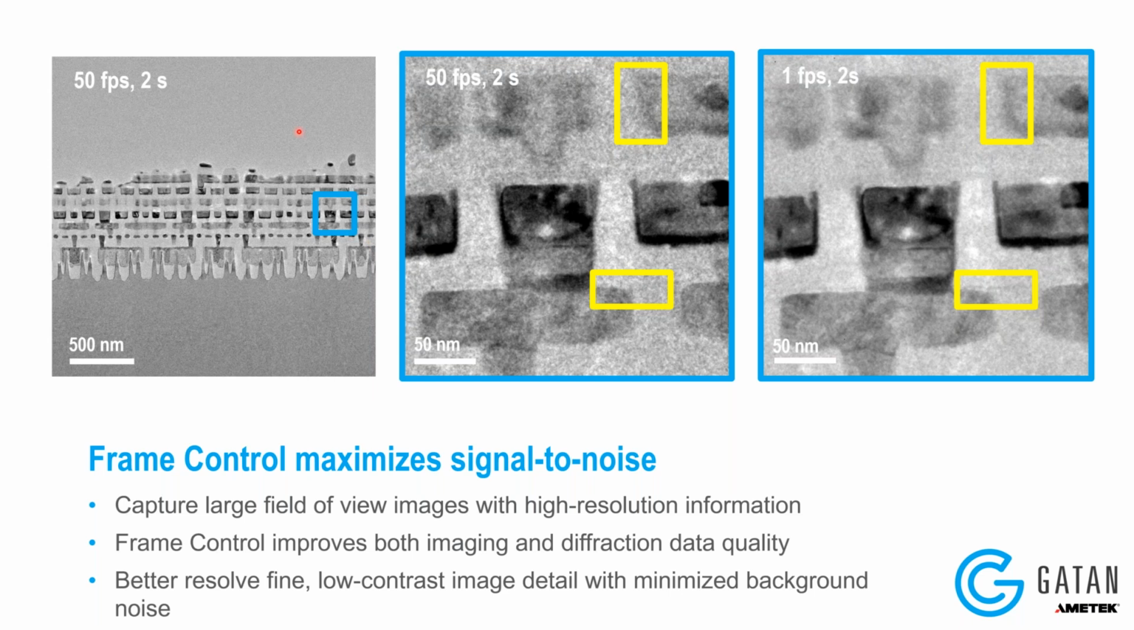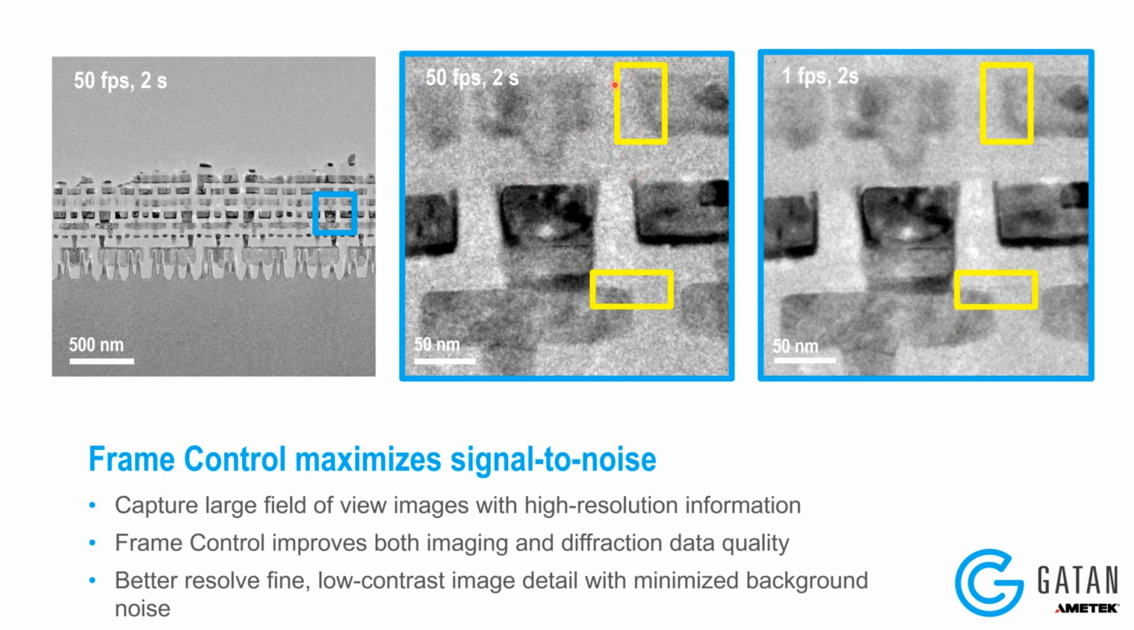And so this is an example here of what data from the ClearView camera looks like with this frame control mode. This is just a semiconductor sample. On the left, it's a 50 frame per second image, which is the standard maximum frame rate for the camera at 4K by 4K resolution. And we have a 2-second capture. So this means that you've integrated 100 frames together into this final output image to get the image here in the middle. And you can see a lot of features here, but I think you can also see that it can be a little grainy.